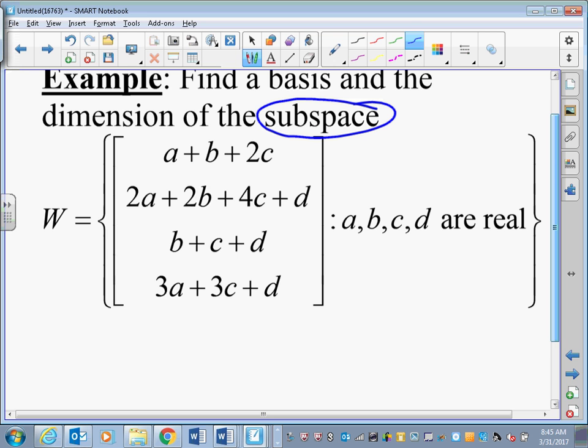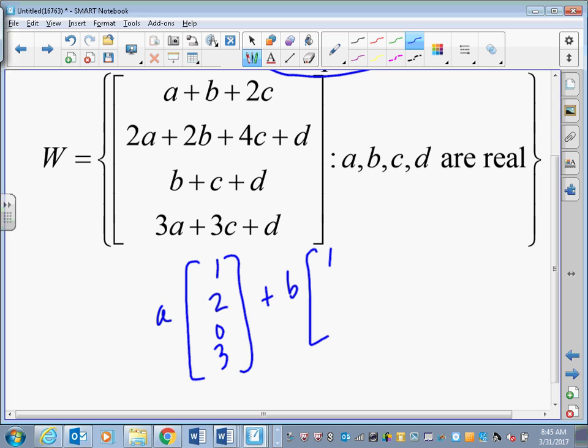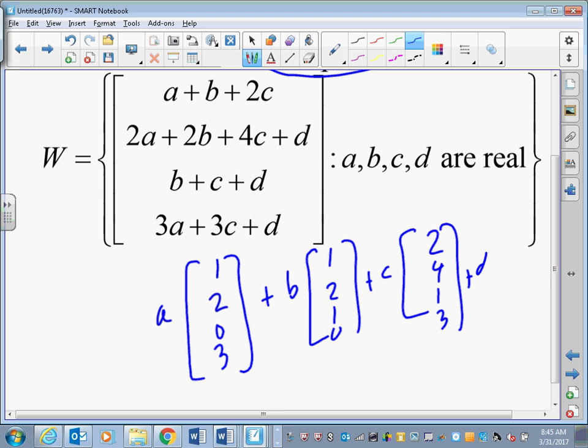No, what we're saying is that we are getting that vector. When we add this together, we're just pulling out A, and we have 1, 2, 0, 3. It's really the same thing as t to the power of 0, t squared, t cubed, similar to that. So we're getting that with this, and we pull out a B, and we have 1, 2, 1, 0. And we pull out a C, and we have 2, 4, 1, 3. And we pull out a D. So those are those 4 vectors.